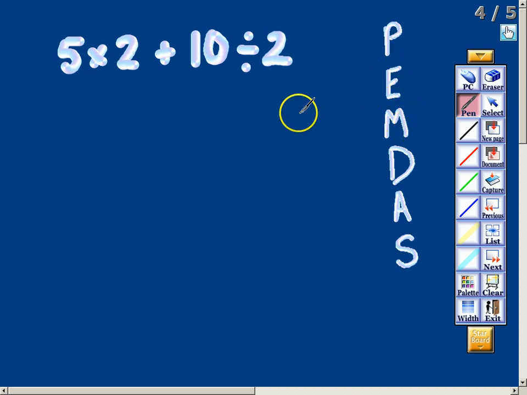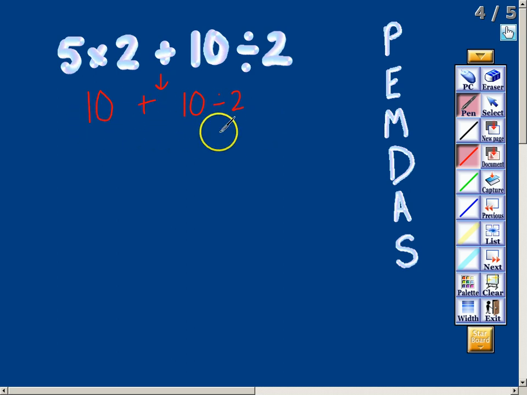I know that multiplication is coming first in order from left to right. So the first thing I'm going to do is figure out 5 times 2. I'm going to change inks here. 5 times 2 is going to give me 10. Okay, so we're going to write that right underneath there. We're going to continue with our addition sign, and then we're also going to rewrite our 10 divided by 2. Okay, so we've written our 10 plus 10 divided by 2.